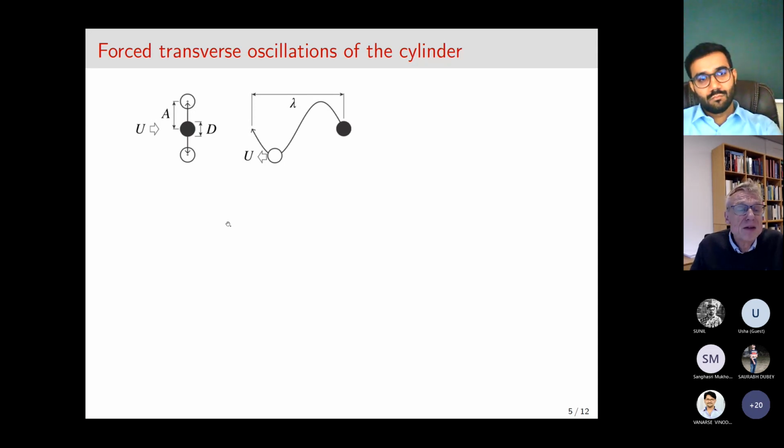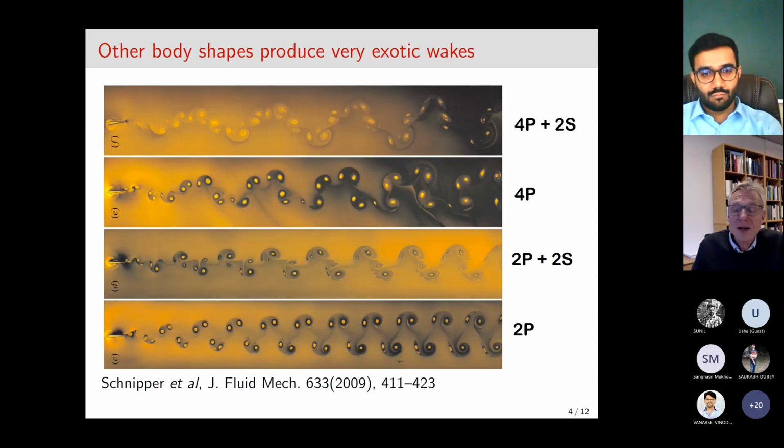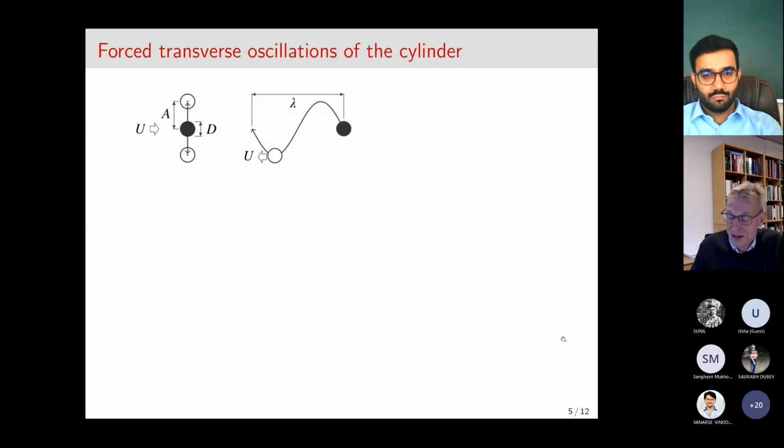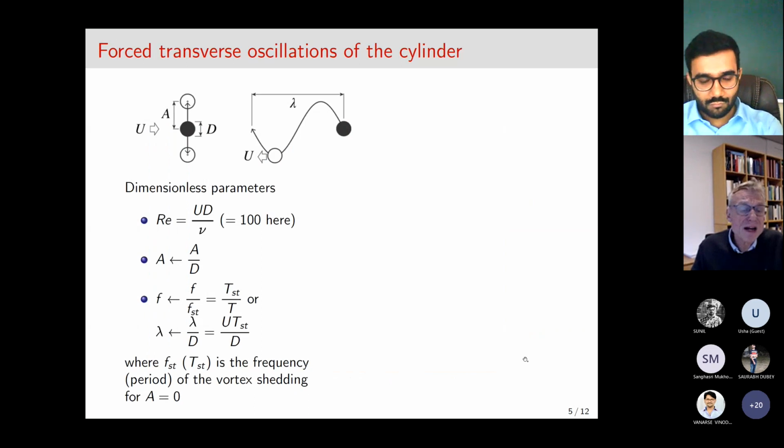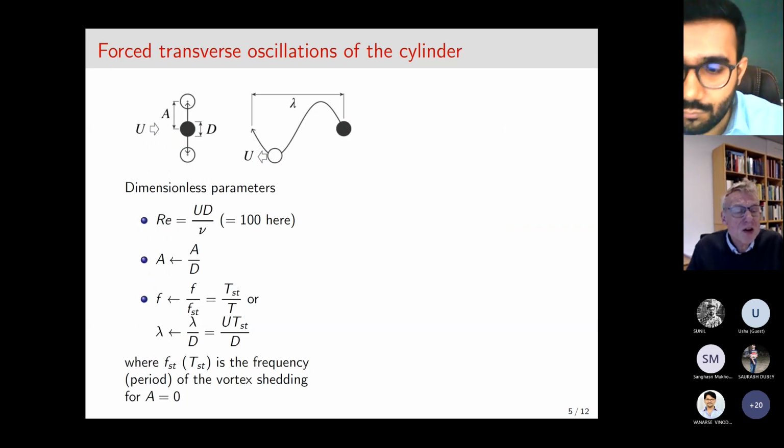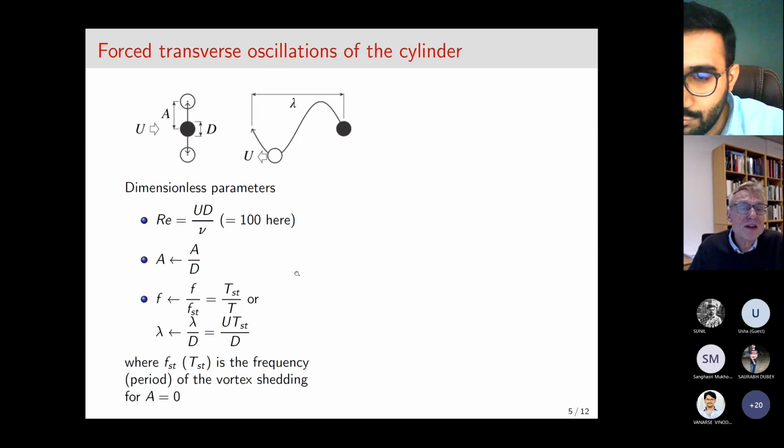So this problem is characterized by three dimensionless parameters. One is the Reynolds number based on the incoming flow velocity and the diameter of the cylinder and the viscosity.